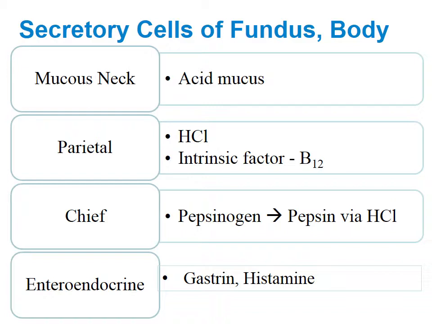Chief cells secrete an enzyme precursor, pepsinogen. It will be converted into the active form, pepsin, when it comes in contact with the hydrochloric acid. Enteroendocrine cells are also found in the duodenum. In the stomach, these cells secrete the hormones gastrin and histamine.